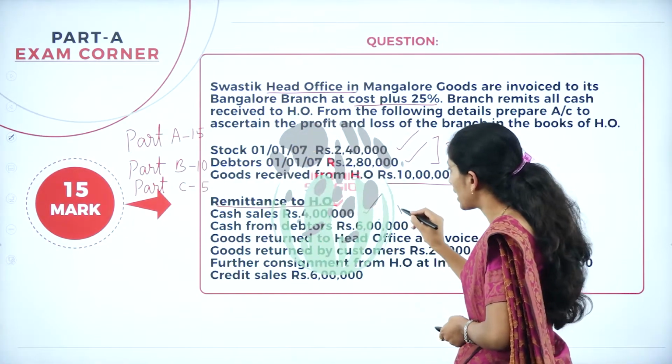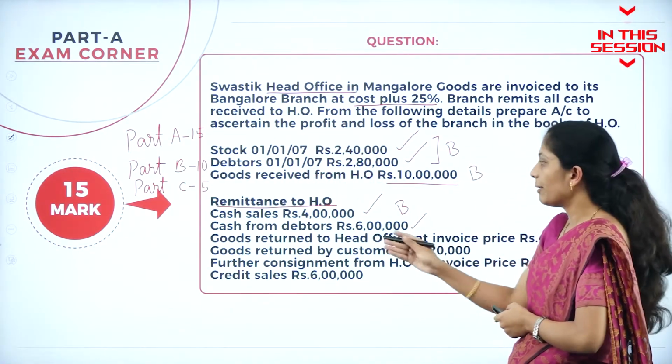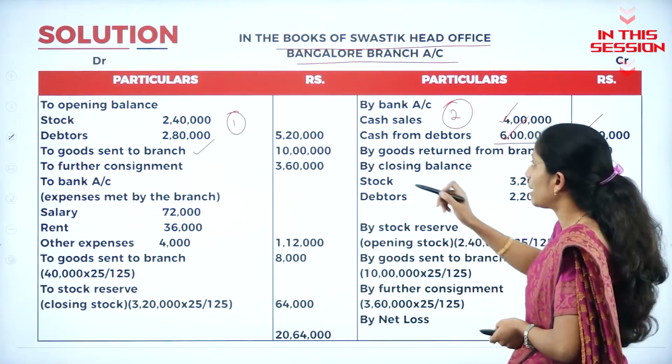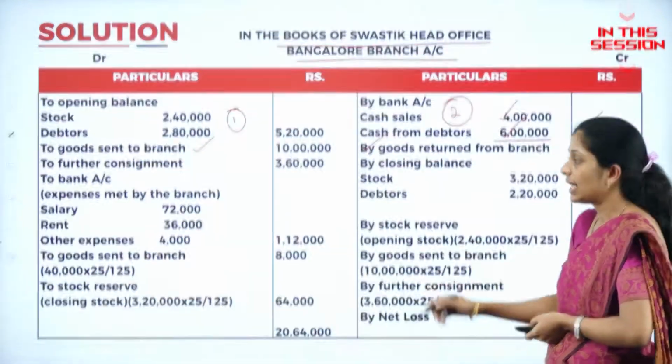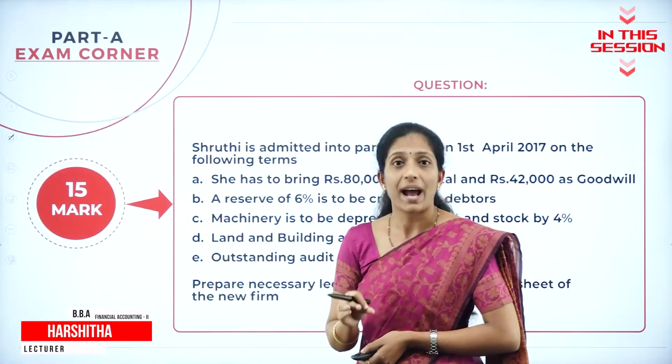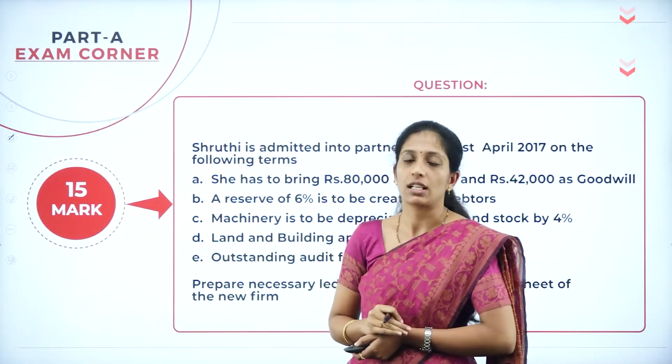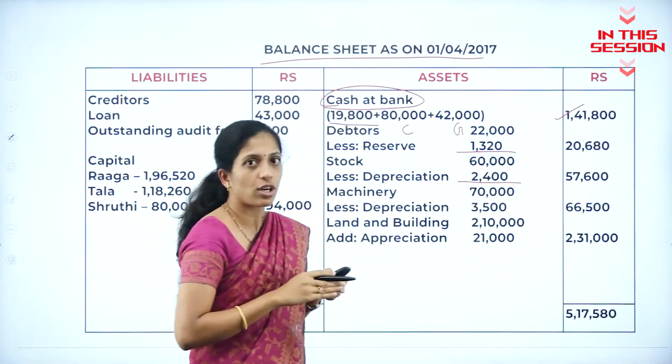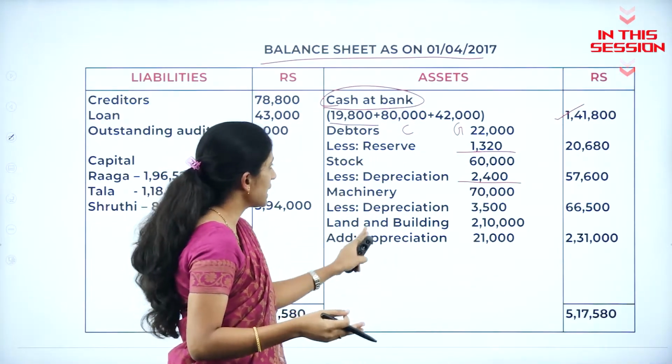Sales and cash from debtors will be written in branch account. If any goods are returned by the branch, write them on the credit side. We have to prepare revaluation account, partners capital account, bank account as well as balance sheet. So once you record in revaluation account, other times we will adjust here.